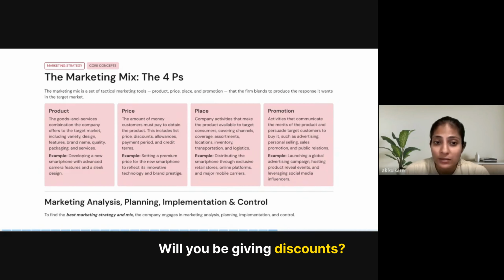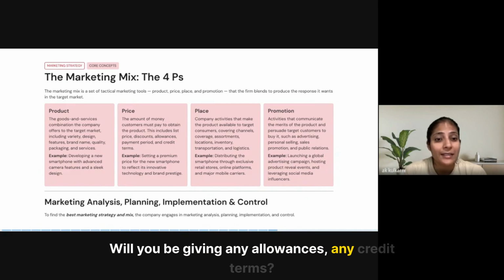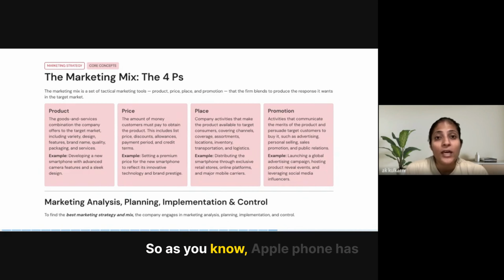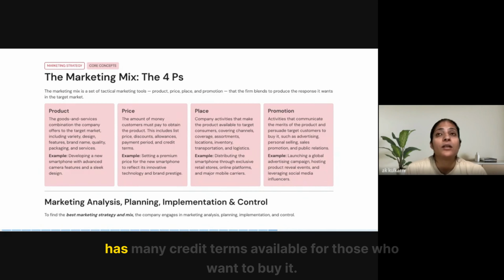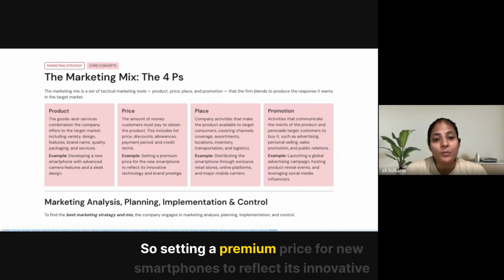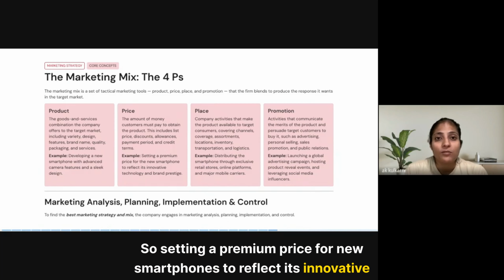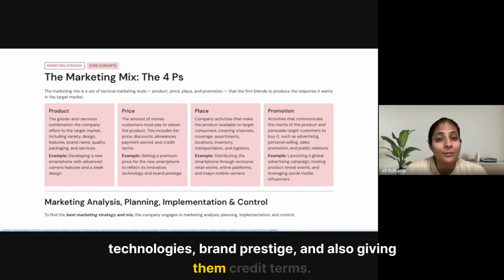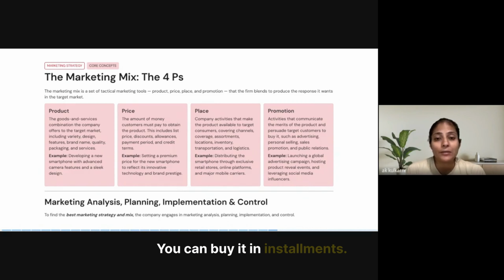Will you be giving discounts? Will you be giving any allowances, any credit terms? As you know, Apple phones have many credit terms available for those who want to buy them. So, setting a premium price for new smartphones reflects their innovative technologies and brand prestige, and also giving them credit terms. You can buy it in installments.